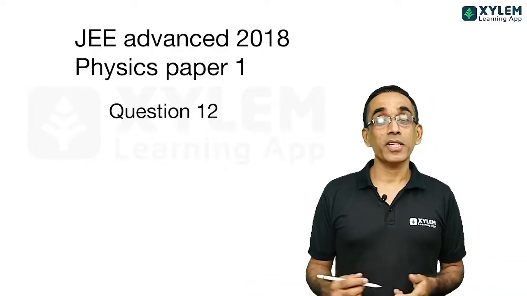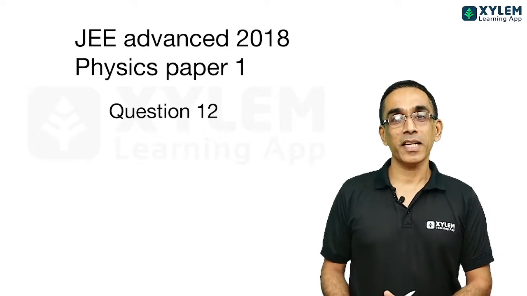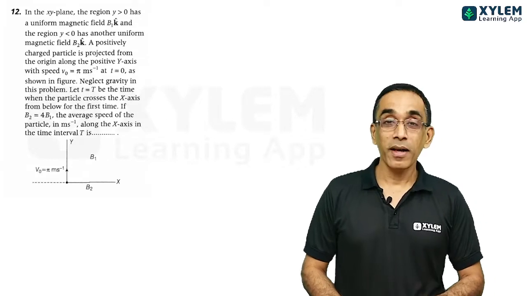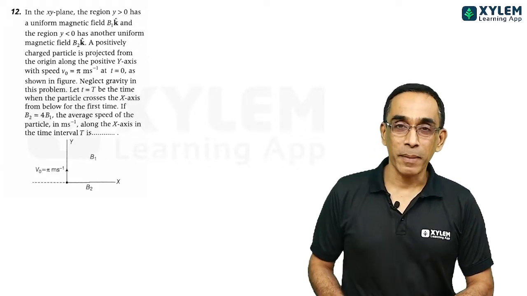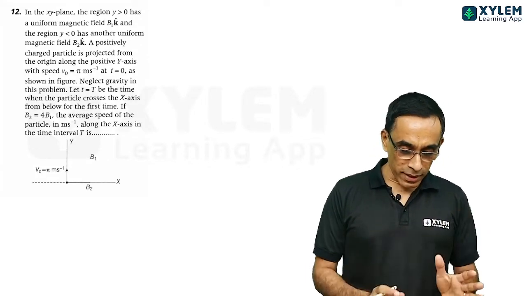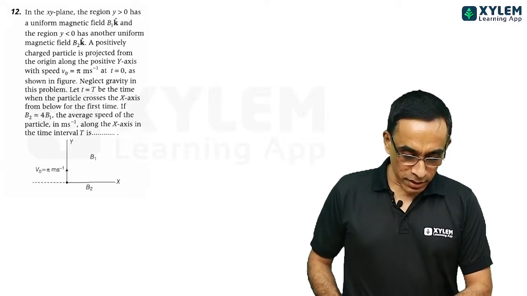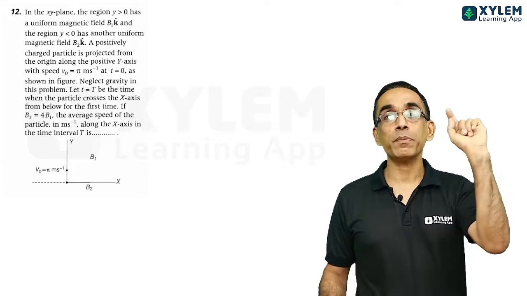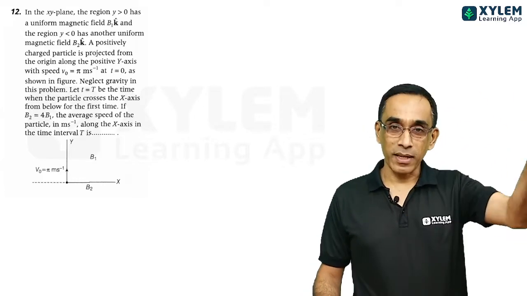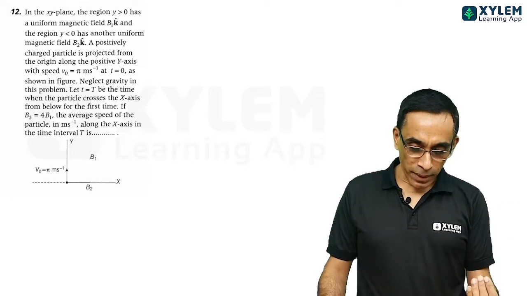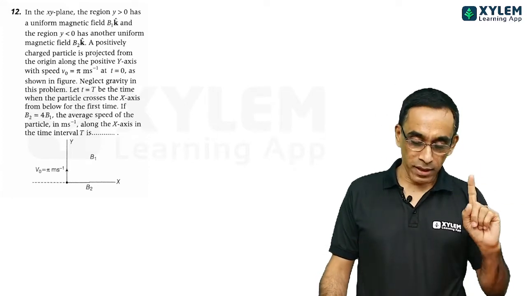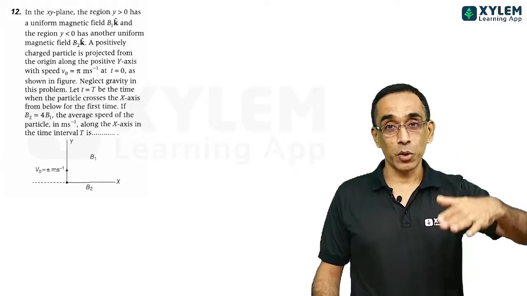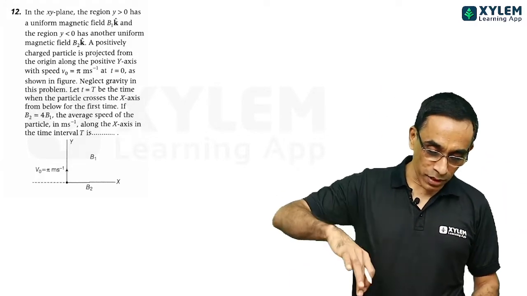Dear children, this is question number 12 from 2018 Physics Advanced Paper 1. And this is about motion of a charged particle in a magnetic field. You can see that there is the xy plane given. In the region y greater than 0, that means positive y above the x-axis, there is a uniform magnetic field B1 K, positive K. And in the region y less than 0, below the x-axis, there is another field B2 K.